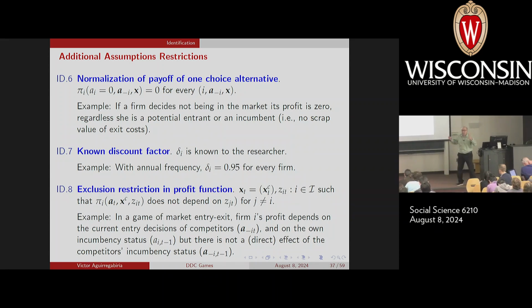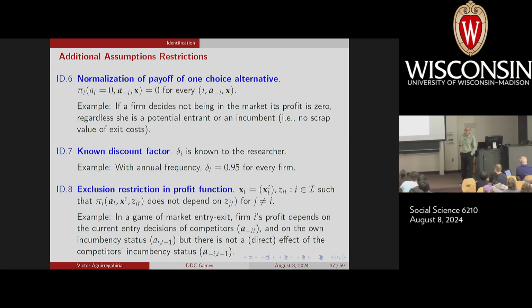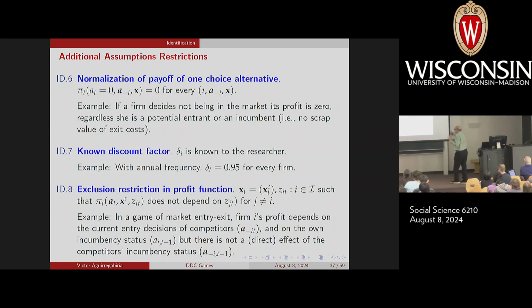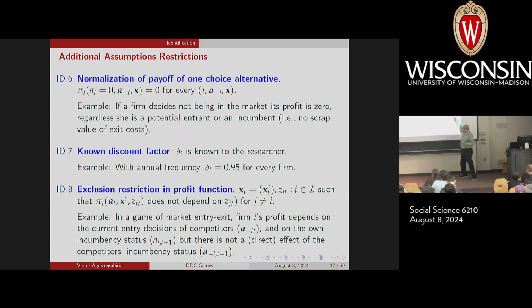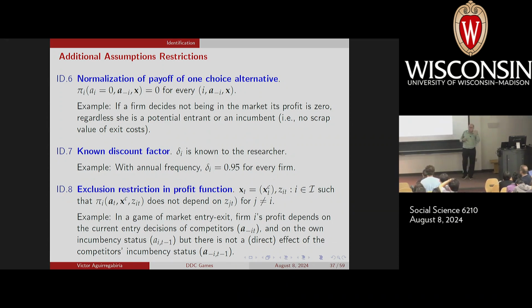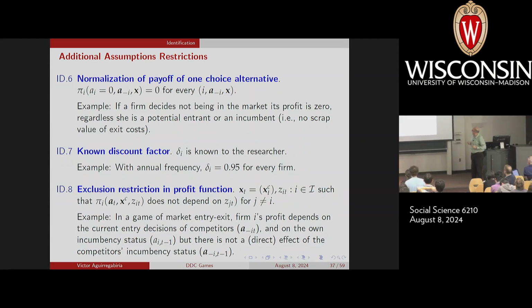Then some common additional restrictions that are going to help us to get identification. Well, the typical normalization, that the payoff for one of the choice alternatives is normalized to 0. Typically, if we do not have other types of restrictions that I'm going to consider later, we assume that we know the discount factor. And finally, in order to identify strategic interactions, how the actions of my competitor affect my payoff, we need some kind of exclusion restriction, okay? This is basically Manski's reflection problem, trying to identify the effect of the actions of my competitors on my behavior, okay?